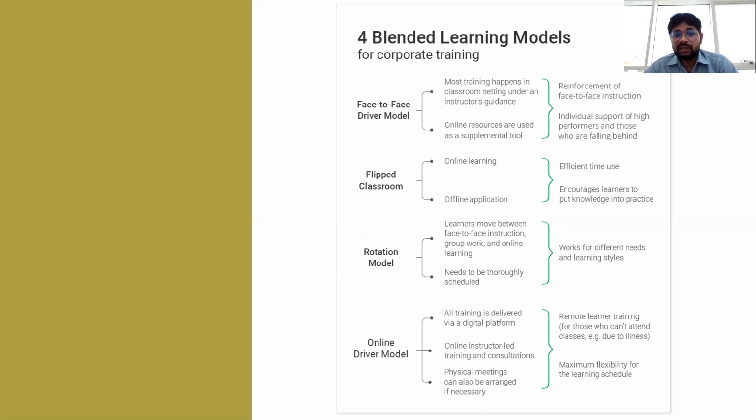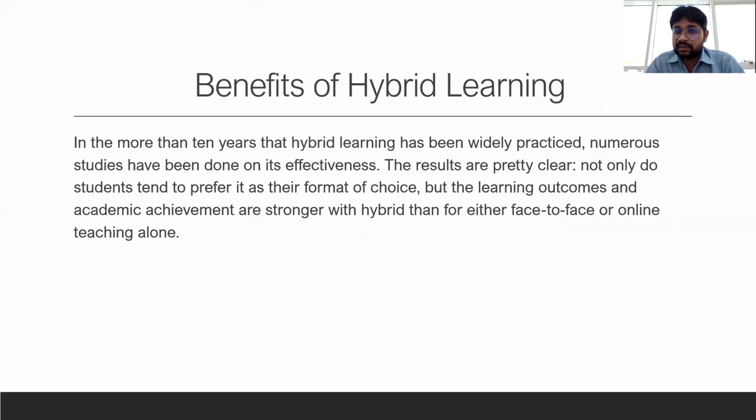In the rotation model, learners move between face-to-face instruction, group work, and online learning. So it needs to be thoroughly scheduled. It works for different needs and learning styles. And the online driver model, the last one: all training is delivered via a digital platform, online instructor-led training and consultations. Physical meetings can also be arranged if necessary. So remote learning training for those who can't attend classes, for example due to illness and all. So maximum flexibility for the learning schedule. So these are the basic blended learning models.